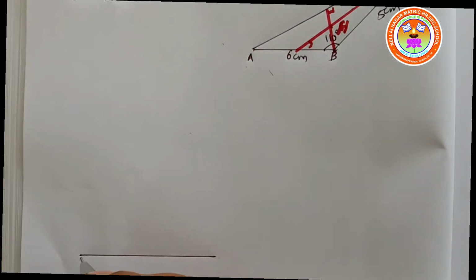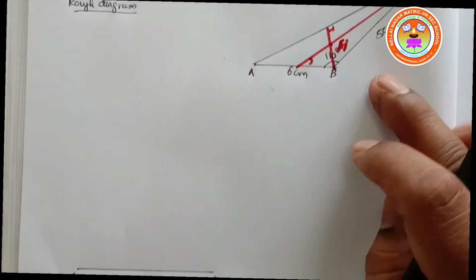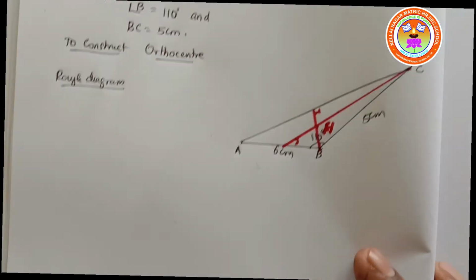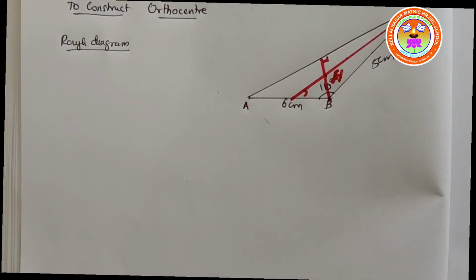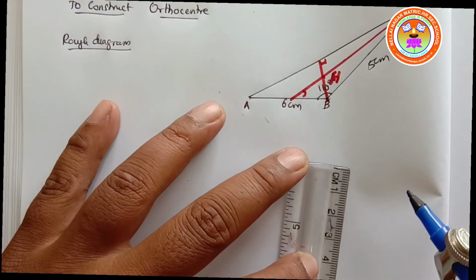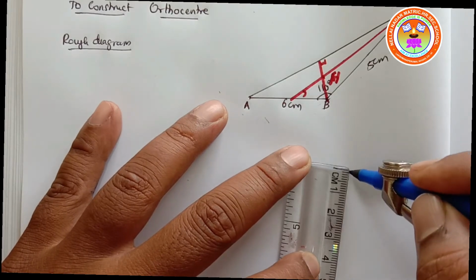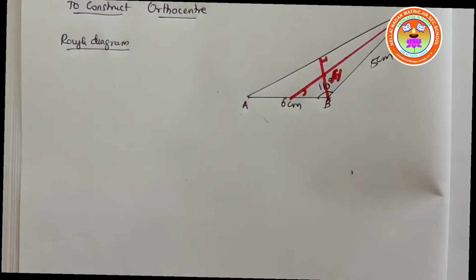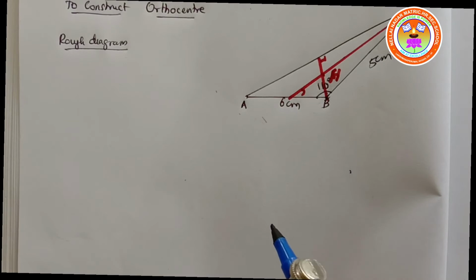AB equal to 6 centimeter. Right? Now B as center. Now BC equal to 5 centimeter is given. B as center, take radius 5 centimeter and cut an arc. BC is equal to 5 centimeter.